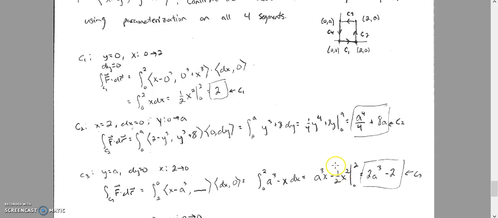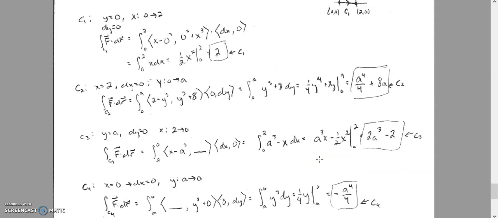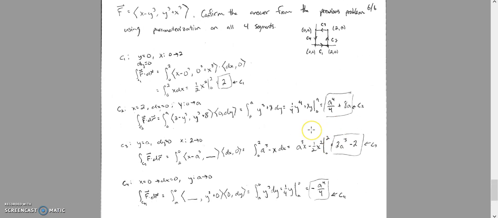All right, so the last part is to do C4. So I will zoom out and hopefully remember to zoom back in. But C4 is this spot down to that spot. So x is 0, dx is 0, and then y spans a down to 0. Integral from a to 0 of this. I left that blank because I knew dx was 0, so I was going to multiply my dot product in there. And then a dy gets multiplied by this. So I will zoom in.